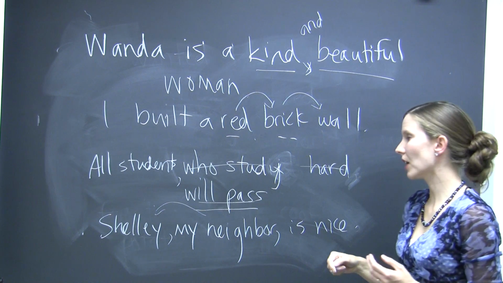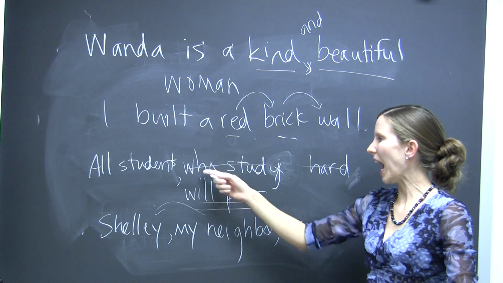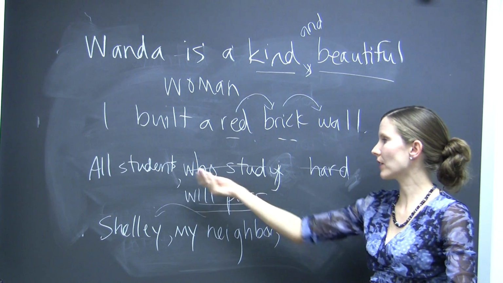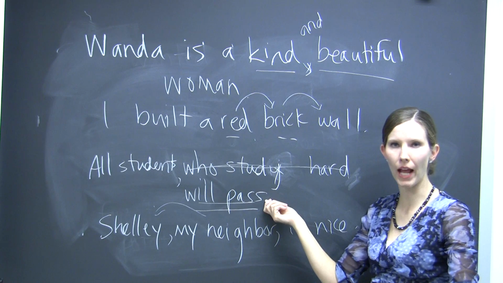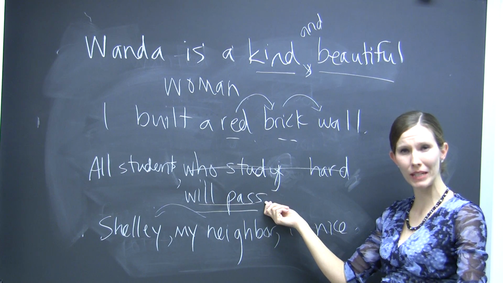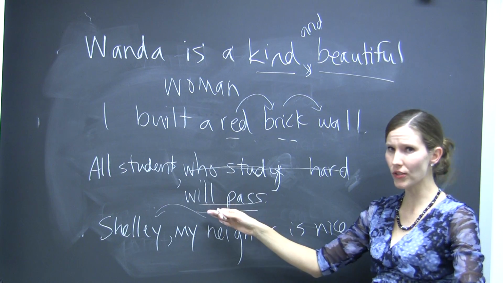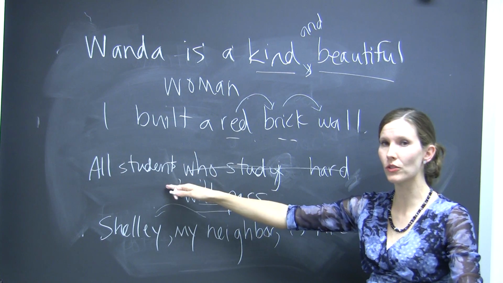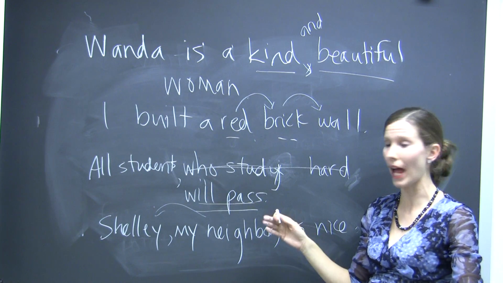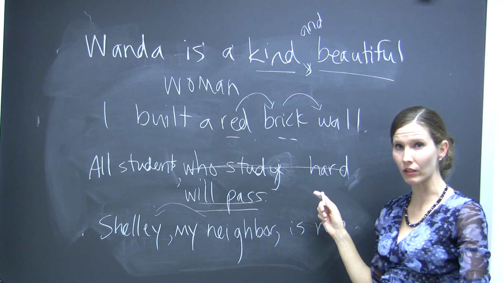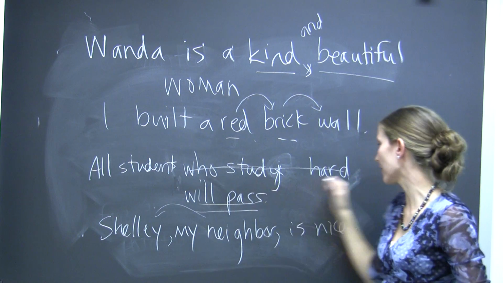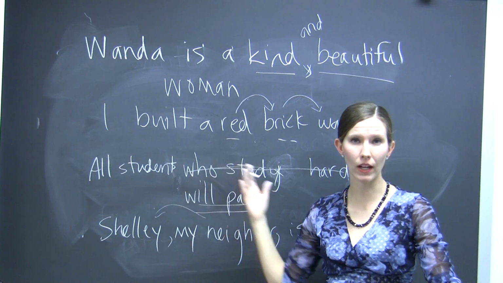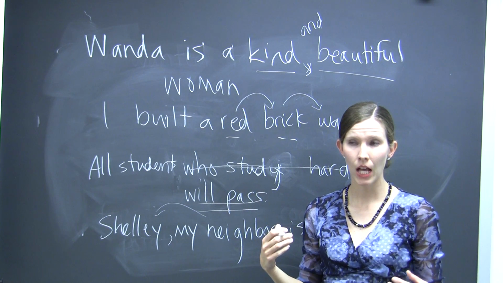all students who study hard will pass, I need that information, because if I took it away, I would have all students will pass. Do you see how that changes the meaning of the sentence? It's not that all students will pass, it's that all of those students who study hard will pass. I need that information, so I do not put commas there. I only put commas if it's surrounding information that I don't need.